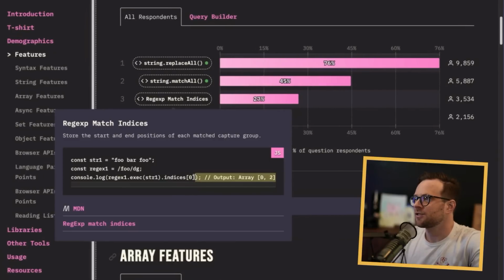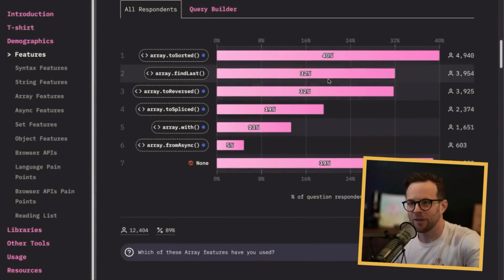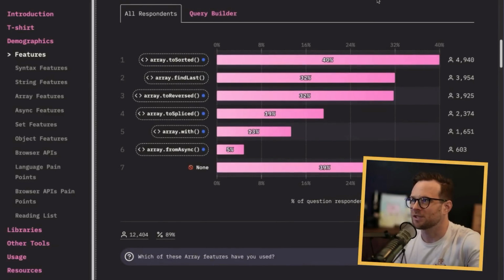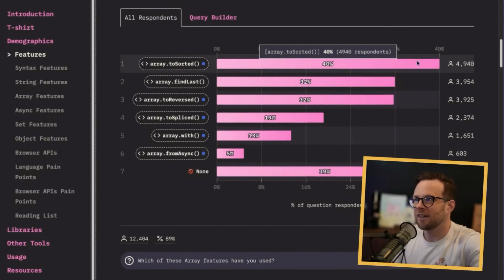Likewise, array features. You know what, it's so funny, we see these bars go all the way to the right, and you think, oh, a lot of people must use this, but it's only 40% of people who have responded actually use this, array.toSorted. I have not used toSorted. Oh, man. I know you've talked about it before. It's basically the same as sort without mutating the original array. I pretty much always just use sort, but toSorted seems much more up my alley, considering most of the array methods I use are non-destructive.